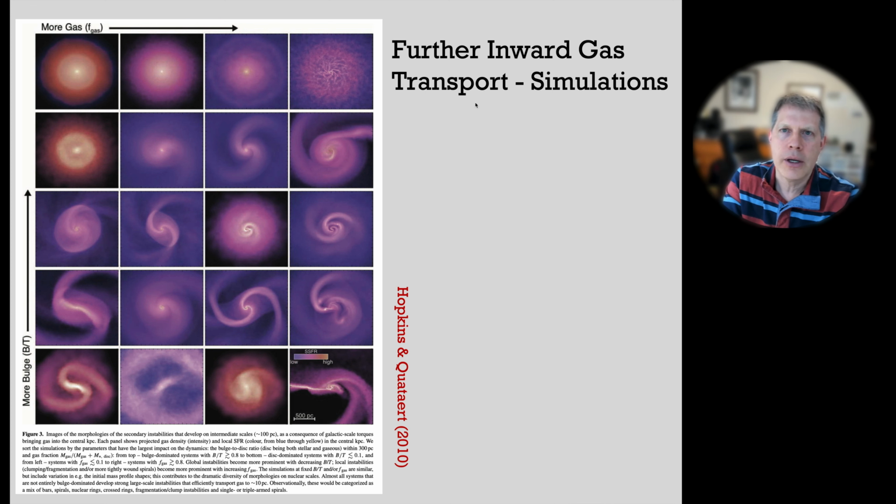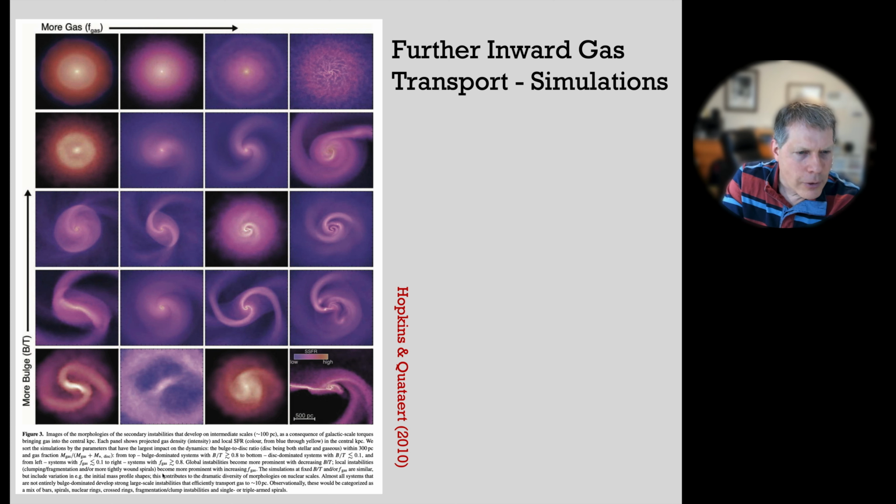Here is another very relevant paper that talks about, again, this further inward gas transport problem using simulations. This is a somewhat older paper, where this bar is now 500 parsecs. In this case, they are simulating different systems that have different contributions of bulge components, where more bulge component goes toward the top of the diagram. All the details are down here in the caption. I believe they go up to 80% bulge compared to total up here.